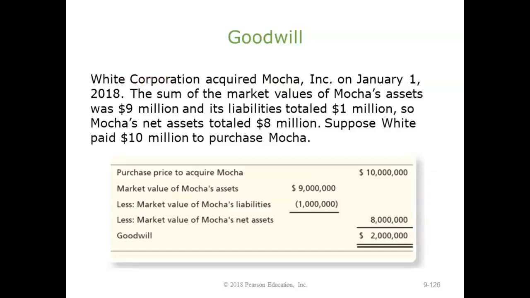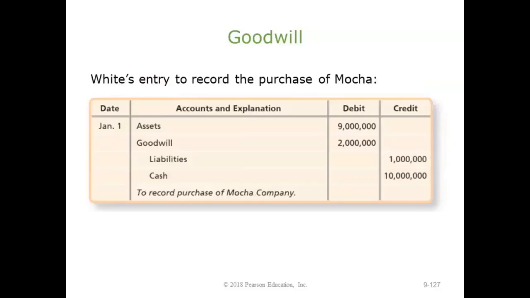Now, again, we can see what happened here with goodwill. My cash to acquire Mocha was $10 million. The market value of the net assets was $8 million. So again, the $2 million difference, that's going to be goodwill, the difference between the cash that I paid and the market value of the net assets. So again, what I'm going to have here to record that purchase of Mocha is a debit to assets or whatever asset accounts that are out there, a debit to goodwill for $2 million, a credit to liabilities of $1 million, and a credit to cash of $10 million.